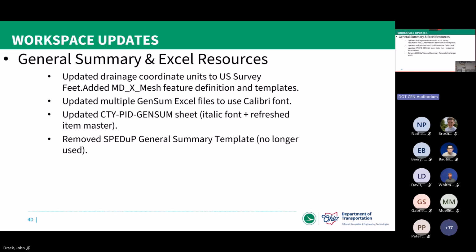And then a few general summary and Excel resources. We updated the drainage coordinate units to US survey feet and added the MDX mesh feature definition. We updated a few GenSum Excel files to use Calibri font. We updated our GenSum sheet to use italic font and refreshed the item master. And we removed something called the speed up general summary template.